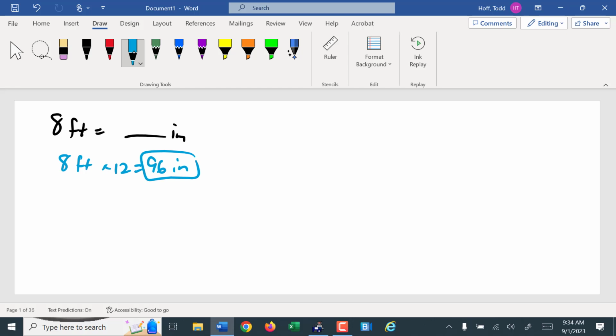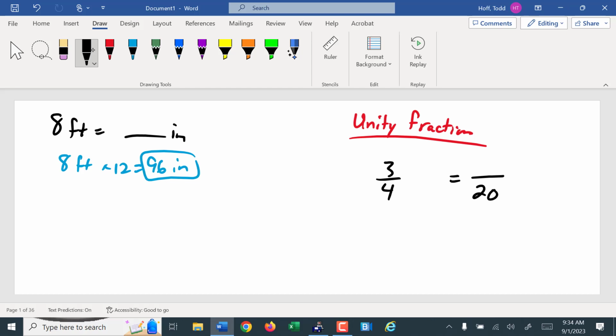What's really going on there is we're using a conversion factor. And that conversion factor takes the form of something mathematically that's called a unity fraction. Now that word isn't necessarily important to you guys, but its function is. A unity fraction is what we use when we're dealing with just regular fractions. Let's say if we have 3/4 and we need to turn it into 20ths. What did we do to that fraction?